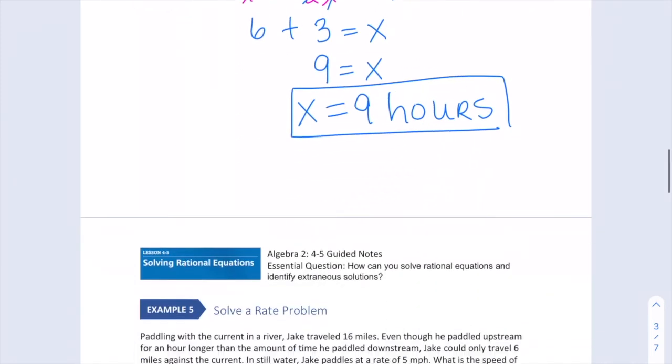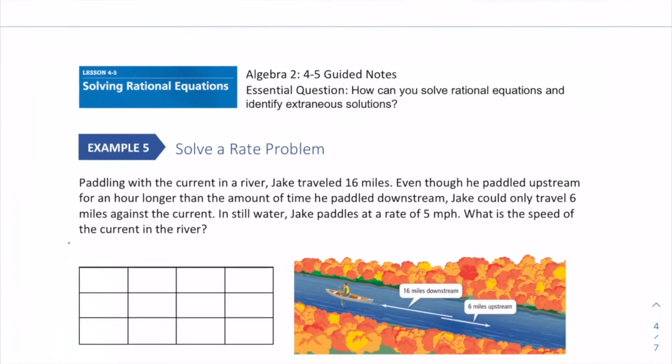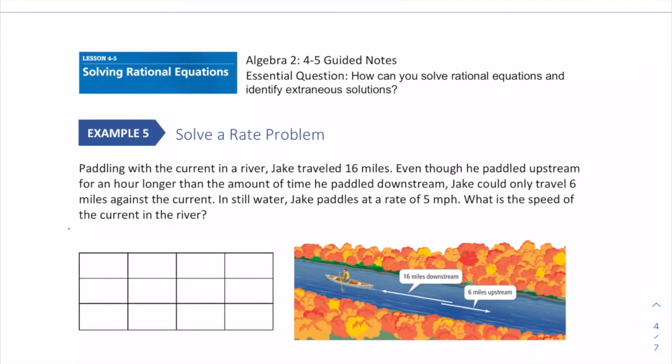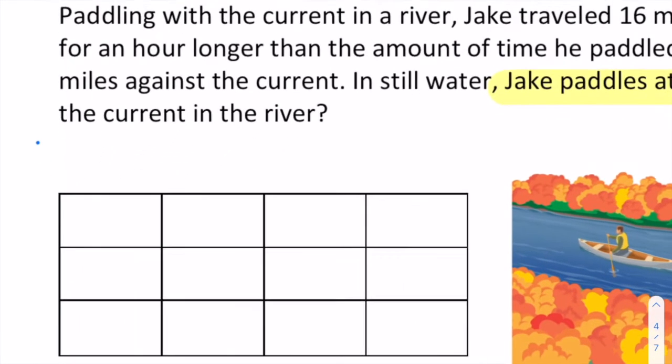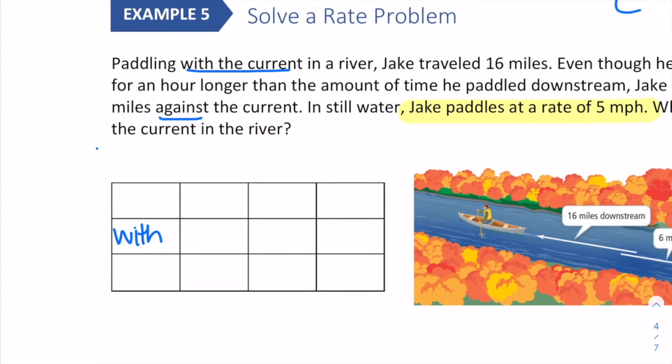Okay, for the next problem, it's very similar. It's another rate problem. So for this one, we're looking at paddling upstream and downstream, with the current and against the current. So I'm just going to put C is the current. If we read down here, we say it shows that Jake paddles at a rate of 5 miles per hour. Okay, so let's complete this table. So we're going to say with the current and then against the current.